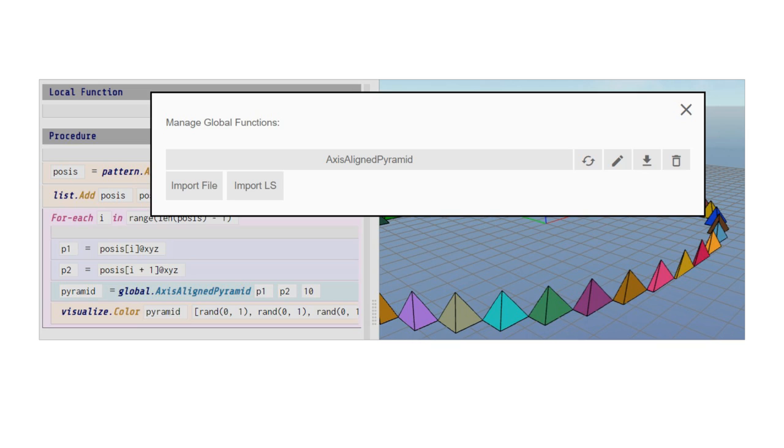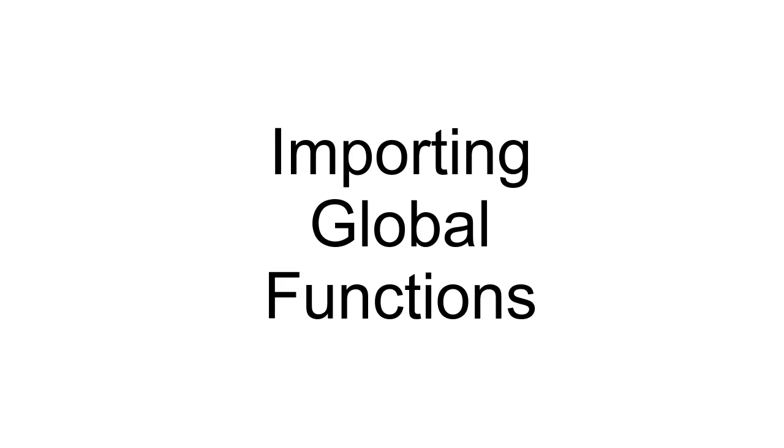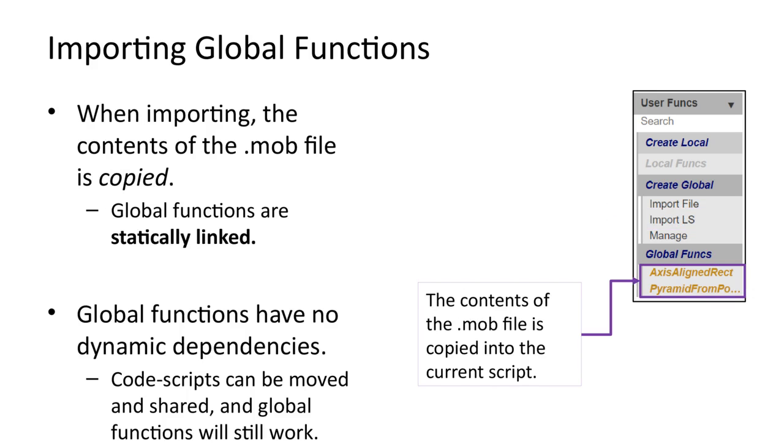In this video, we will look in more detail at how global functions can be managed in Mobius. To create a global function, you need to import a Mobius script file. You can either import from your file system or from local storage. Whichever way you import, the end result is the same.